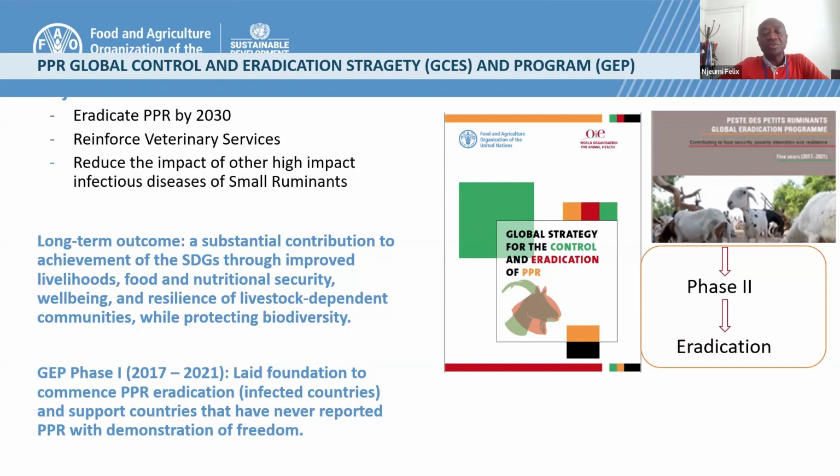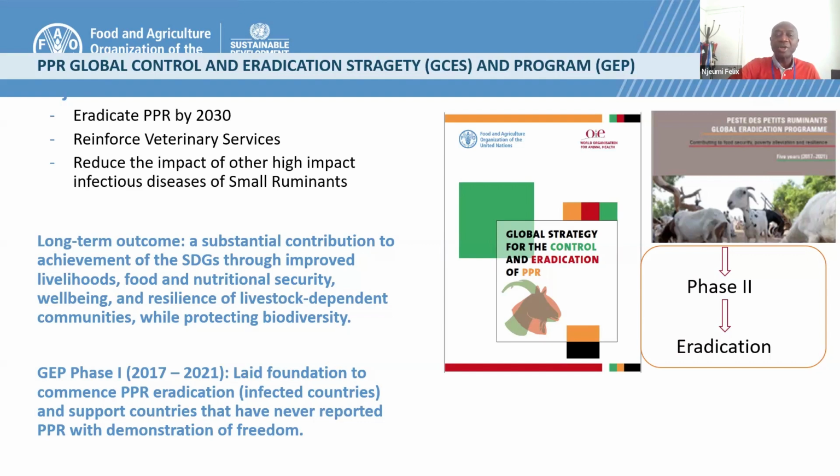And I do remember the first presentation where my colleague from Somalia mentioned Rift Valley fever. We will come to it later. But in any case, we are planning toward the eradication of the disease in 2030. Like the first presenter was saying, the eradication of PPR is also contributing to the SDGs, linking to food security, One Health. It improves livelihoods, food and nutritional security, well-being, and resilience of livestock-dependent communities while protecting biodiversity.